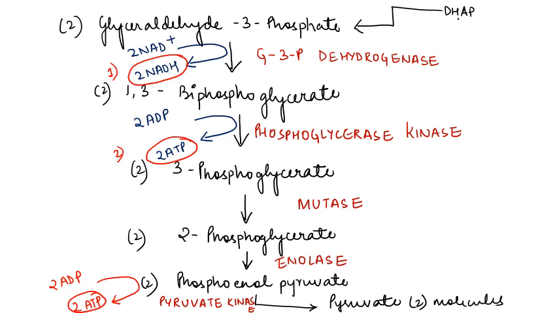So if you say this is the first part, let me tell you in how many steps the ATP and NADH are released. This is the first part, when glyceraldehyde 3-phosphate changes to 1,3-bisphosphoglycerate, there is a release of 2 NADH. Second, 2 ATP are released when 1,3-bisphosphoglycerate changes to 3-phosphoglycerate. And when phosphoenolpyruvate changes to pyruvate, there is a production of the third ATP. Right? So this is the glycolysis process.